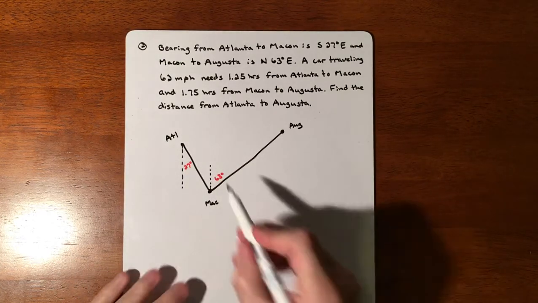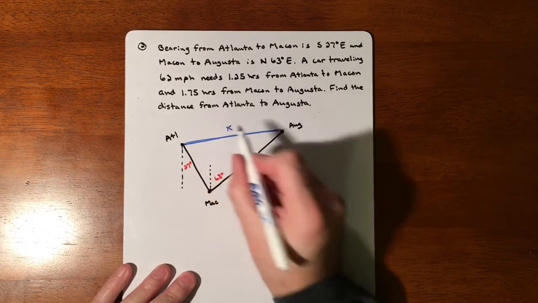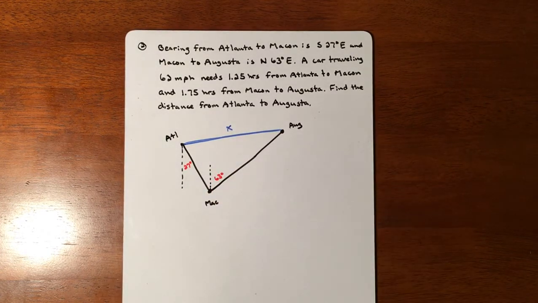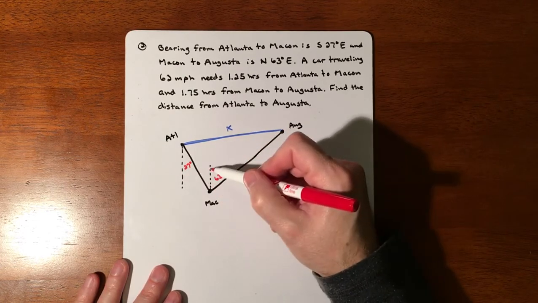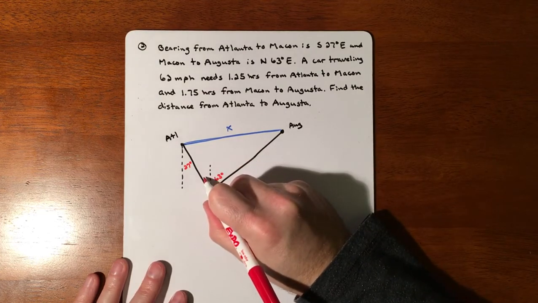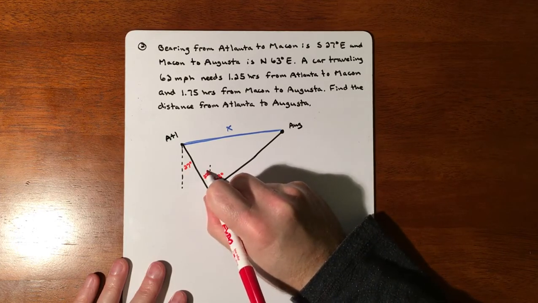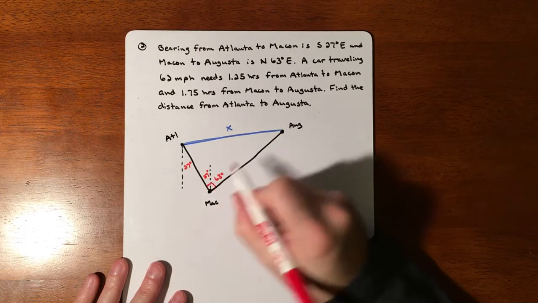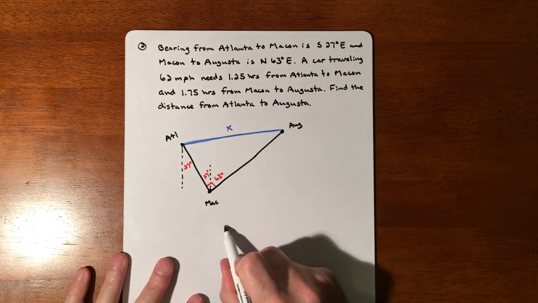Let's do that in blue. Okay, so that's x. So what do we know? Well, since this is a north-south and this is a north-south, these two things should be parallel to each other. So if that's 27, this is going to be 27. Back in the geometry days, those are alternate interior angles. And if this is 27, then this is 63. That makes this a 90-degree angle, which is fantastic because now we're looking at a right triangle. We can do SOHCAHTOA, Pythagorean theorem, all that good stuff.